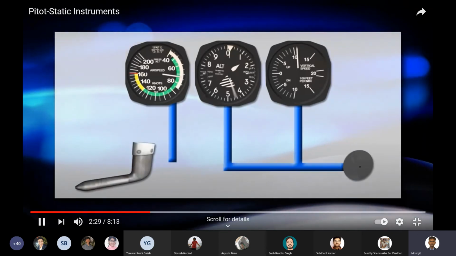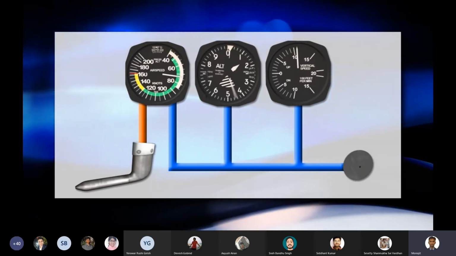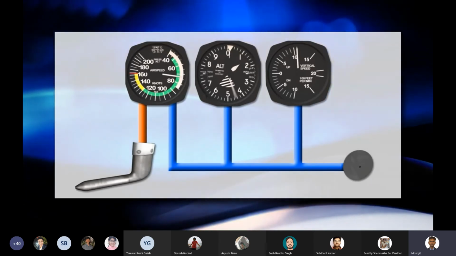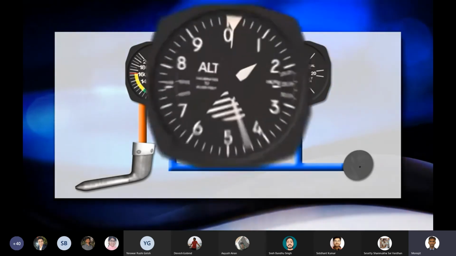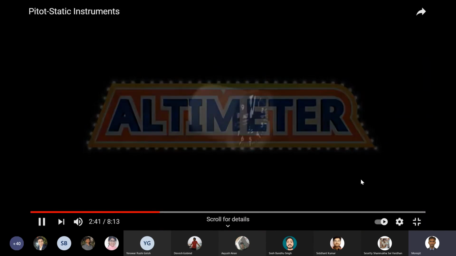All three pitot-static instruments connect to the static port, but only the airspeed indicator connects to the pitot tube. Sounds simple, right? Let's discuss how each pitot-static instrument works. Altimeter.